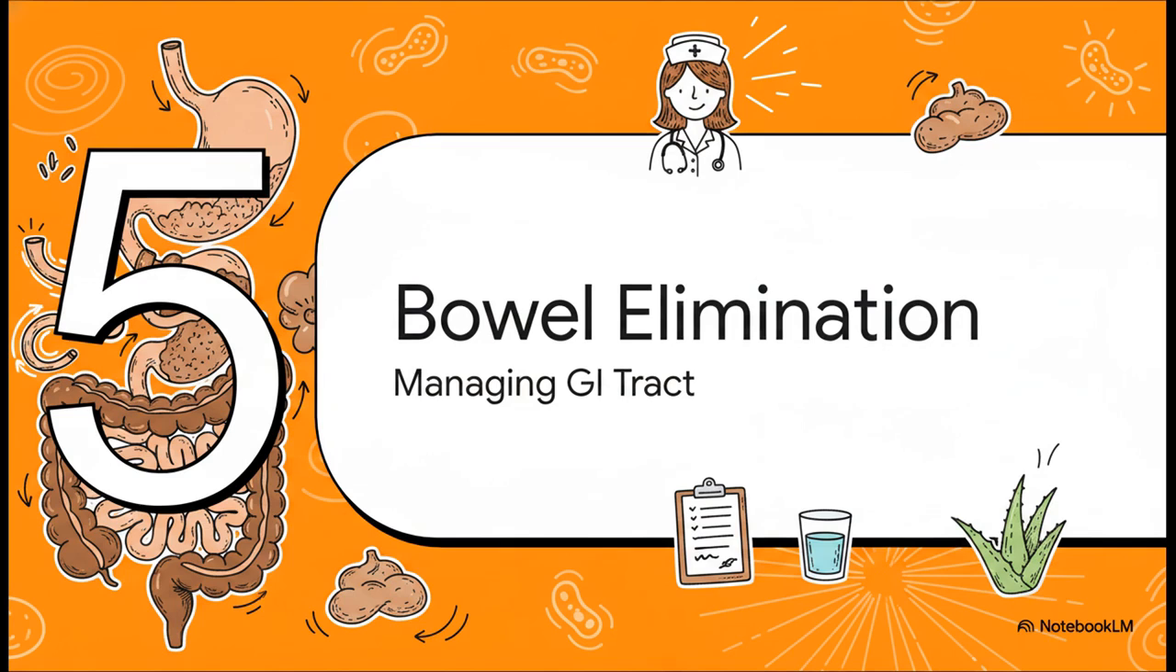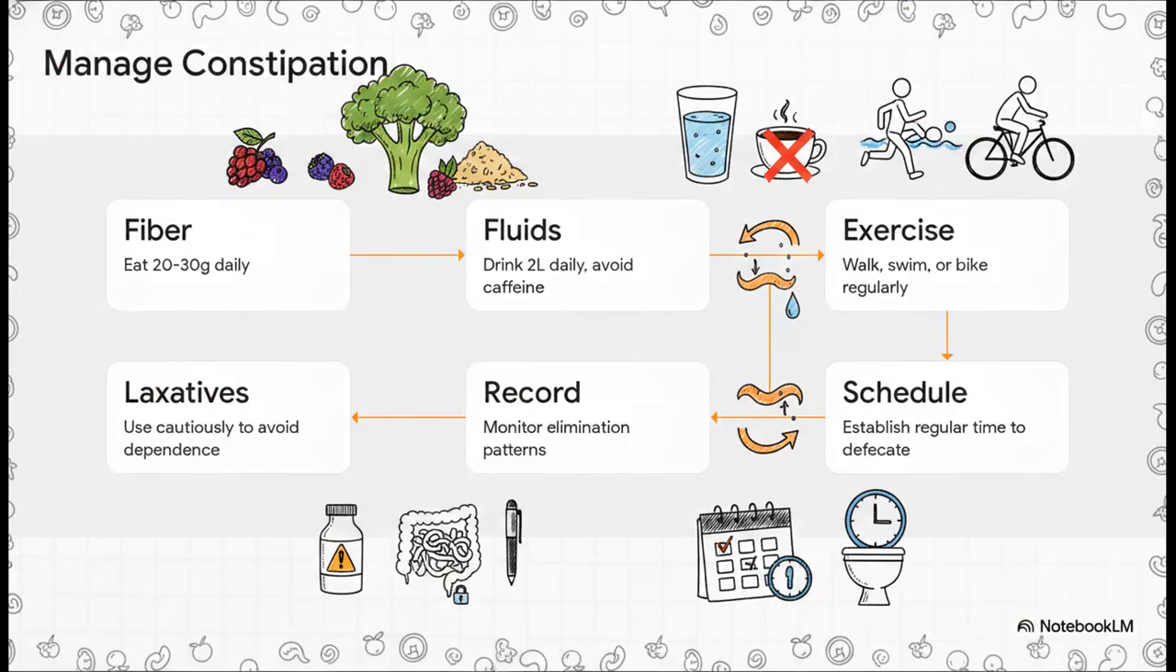And finally, Section 5, Managing Bowel Elimination. Let's explore the highly actionable strategies nurses use to manage the complex, day-to-day realities of constipation and diarrhea. Look, conquering constipation is not just about handing out a laxative. In fact, overusing laxatives is dangerous because it causes bowel dependence. It really requires a systemic fix. You need 20 to 30 grams of dietary fiber to add the necessary bulk, and you need a solid 2 liters of fluid to soften that bulk so it can actually move.